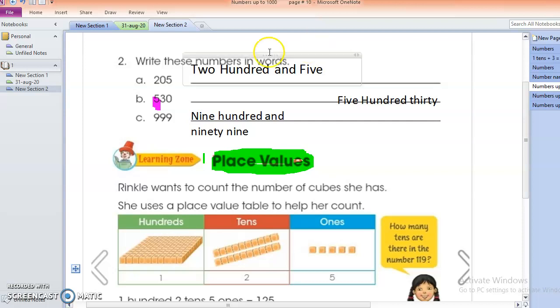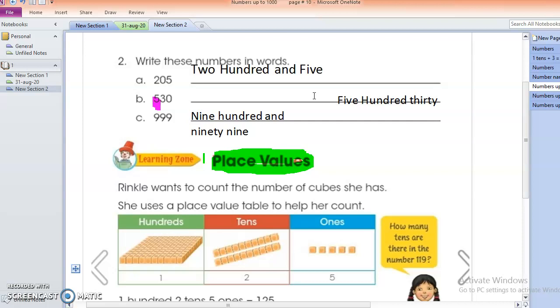If you come to the B part, that is 530, right? You see 5 is at the hundreds place, that's why you will start writing with 500. And when 3 comes into the tens place, you say it 30, and there is no ones position, so it's 530. We will write FIVE, HUNDRED, and THIRTY.